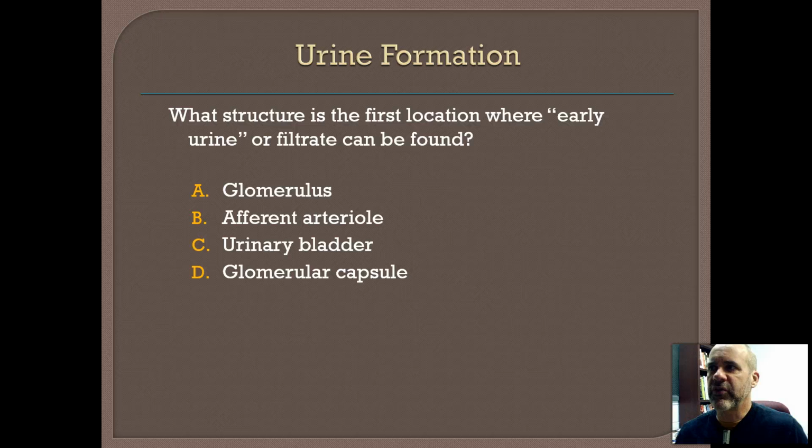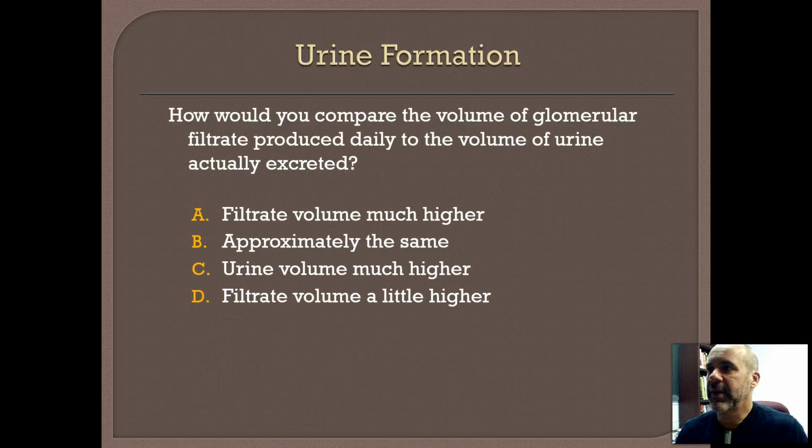All right, next question. What structure is the first location where early urine or filtrate can be found? And hopefully you're thinking the glomerular capsule. Don't say the glomerulus. You have blood in the glomerulus, not urine. The fluid gets squeezed out of the glomerulus and into the surrounding capsule. That's where you have your first urine, sorry.